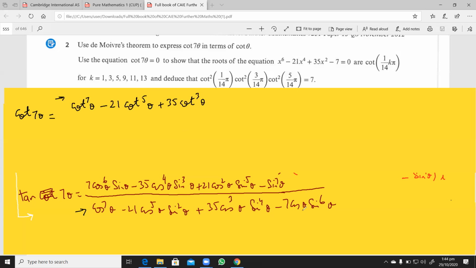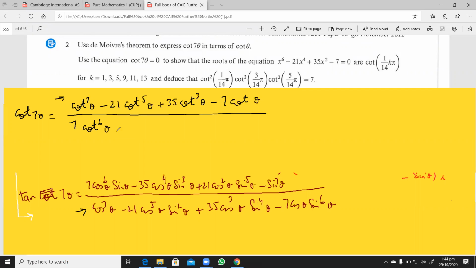Okay? Here you will have minus 7 cotangent theta. You can confirm this by doing an extra step here, okay? And in the denominator, we're dividing with the same sine raised to power 7 theta. You see one of the sines will be cancelled. So you will have 7 cotangent raised to power 6 theta down here.